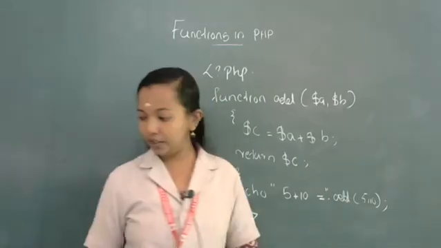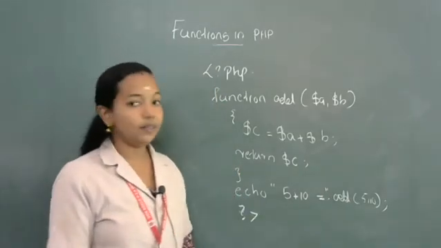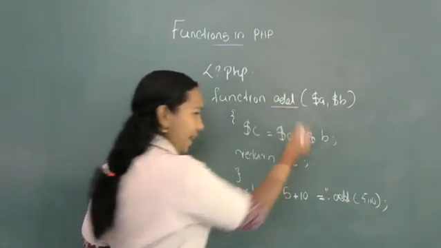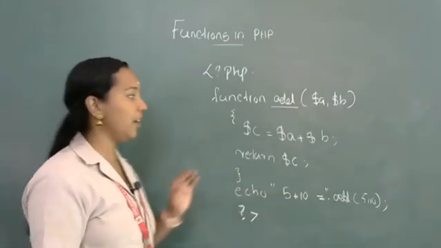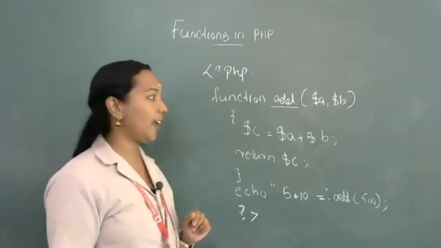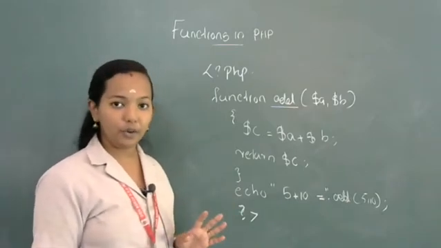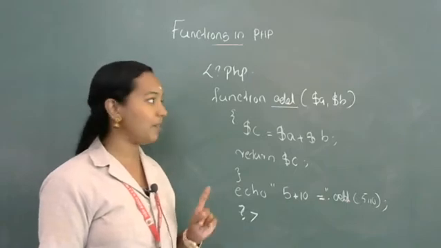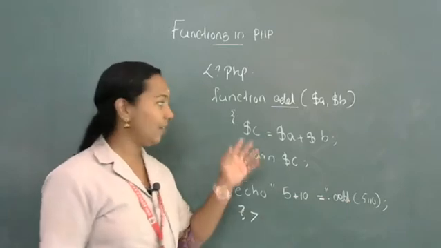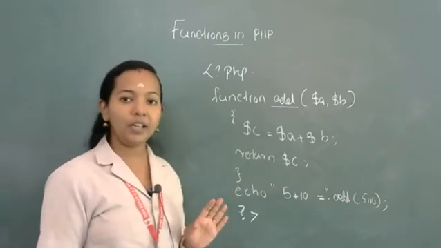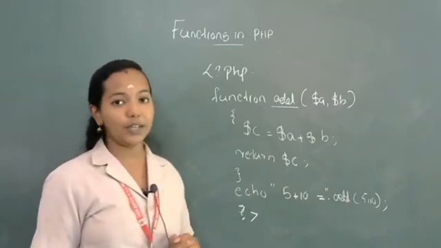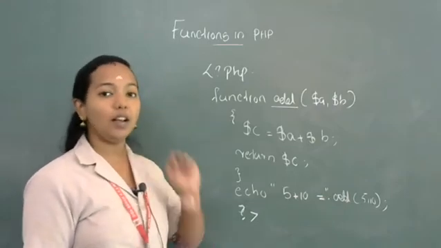Look here, another function. What is the function name? Add, and it uses two parameters, $a and $b. Which are the variables or parameters? $a and $b. Then after that we are declaring one more variable $c to store the sum: $c is equal to $a plus $b.